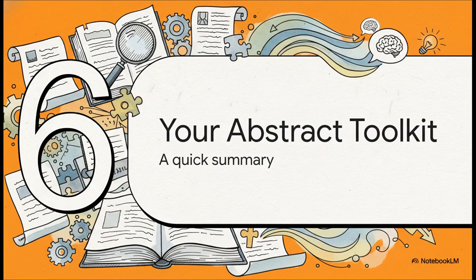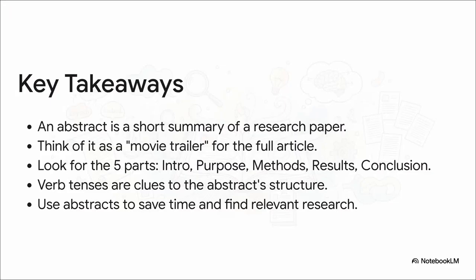We've learned a lot today, so let's do a quick summary of the main points to remember. Think of this as your personal abstract reading toolkit. So let's go over the key takeaways. First, an abstract is just a short summary of a research paper. Second, the movie trailer analogy is a perfect way to remember its function. Third, always try to find the 5 key parts. Fourth, paying attention to verb tenses can really help you navigate the text.